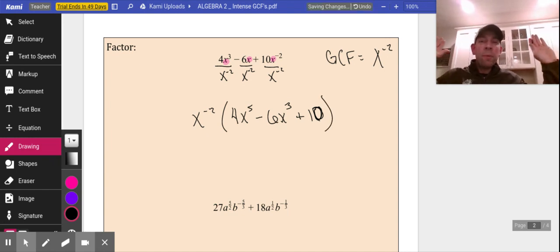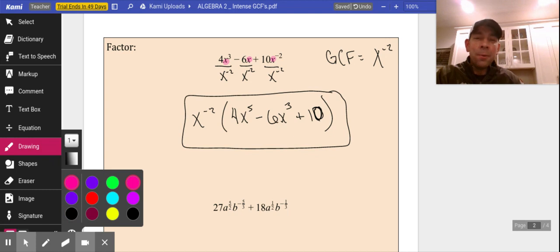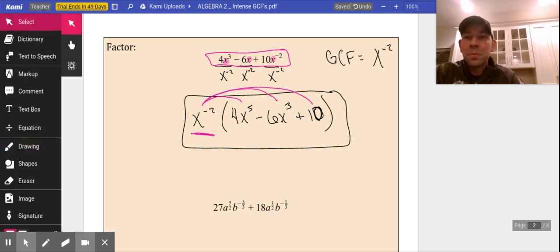Throw your hands in the air. We are done right there. That is our final answer. Here's one of the coolest things about factoring that I love. Let's say I got some doubts. I'm not feeling super confident about my factoring. If time allows, you can always take this x to the negative 2 and distribute it back in and see if it matches up with the original problem. It's a really easy way to check your answer.